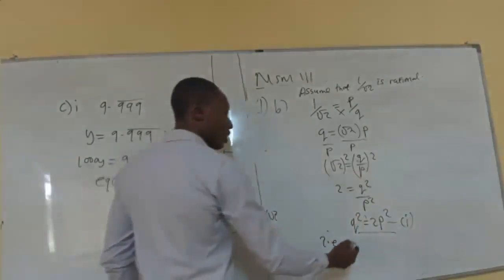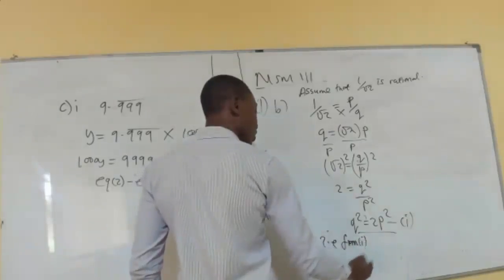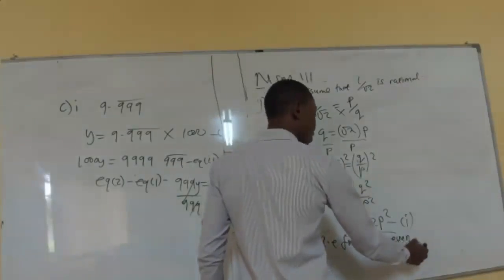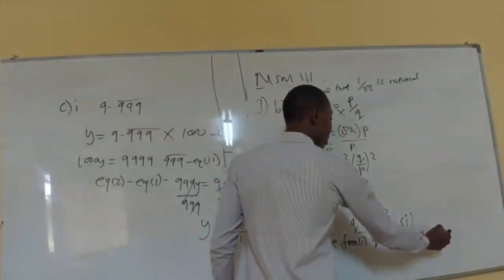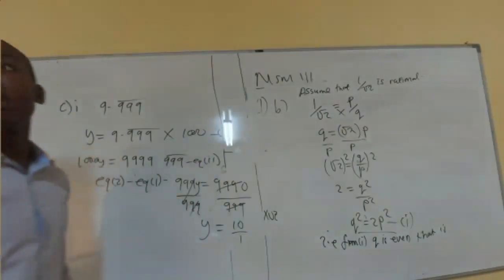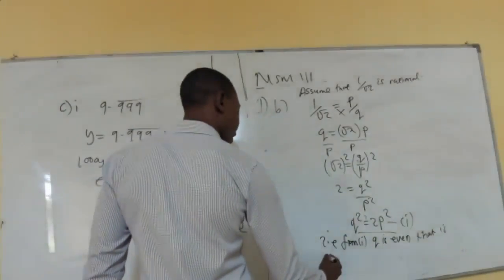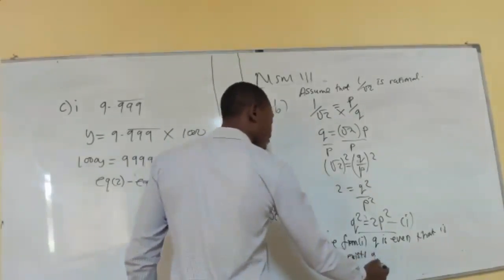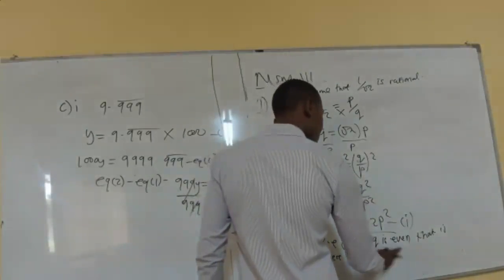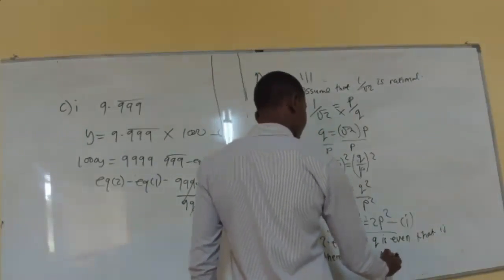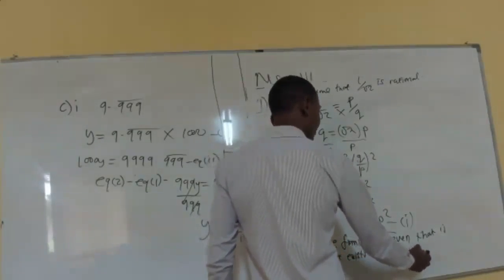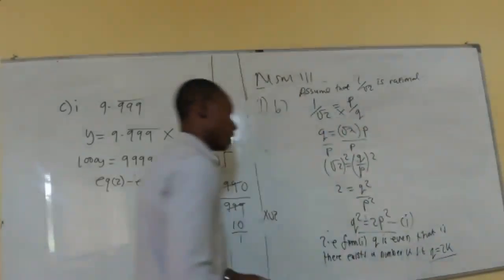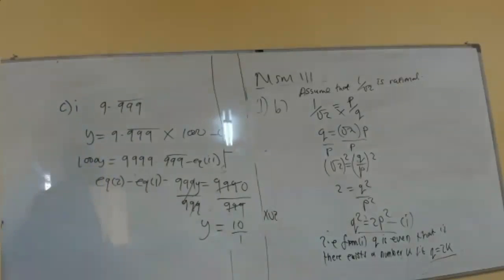So from equation 1, Q is even, that is, there exists a constant or a number K such that Q can be written as 2 times K. So you can actually state it like that.